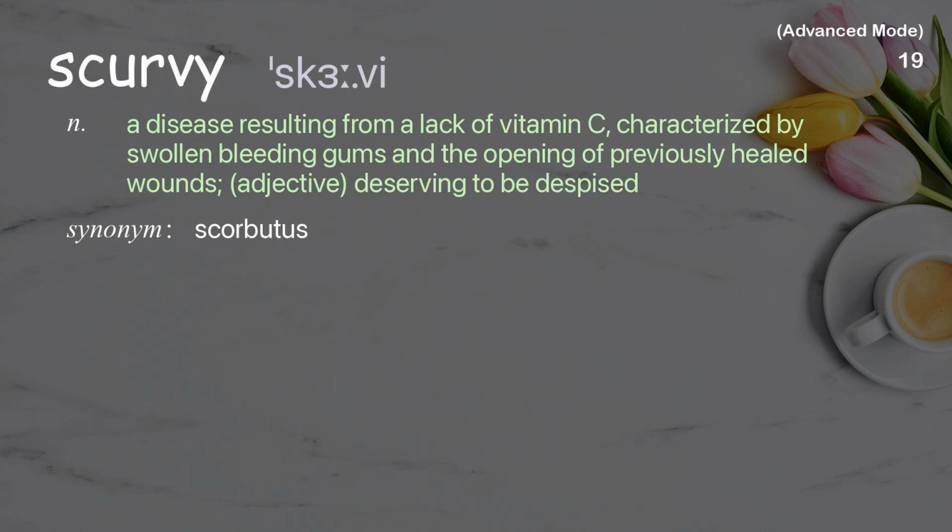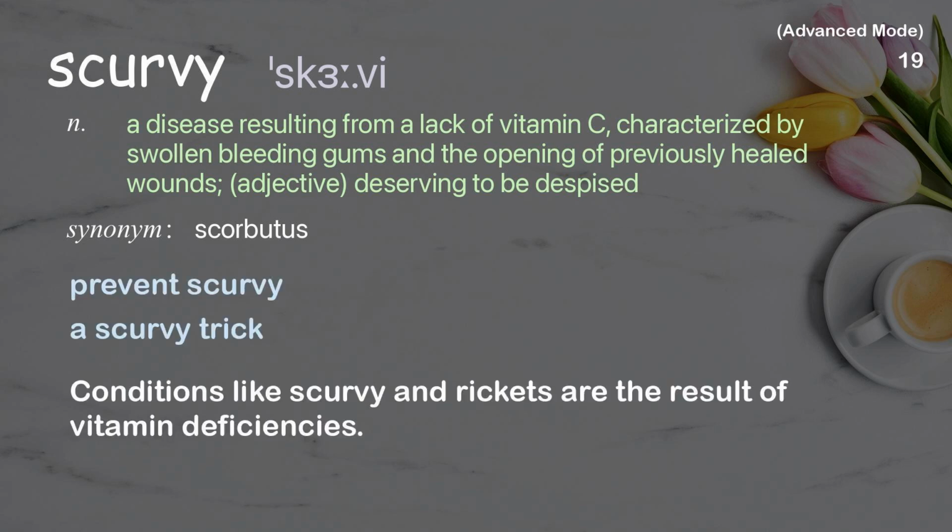Scurvy. A disease resulting from a lack of vitamin C, characterized by swollen bleeding gums and the opening of previously healed wounds. Adjective: deserving to be despised. Examples: Prevent scurvy. A scurvy trick. Conditions like scurvy and rickets are the result of vitamin deficiencies.